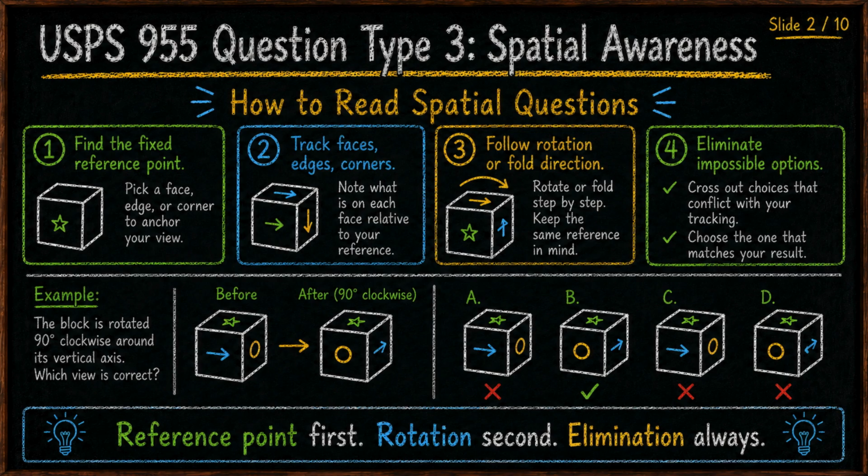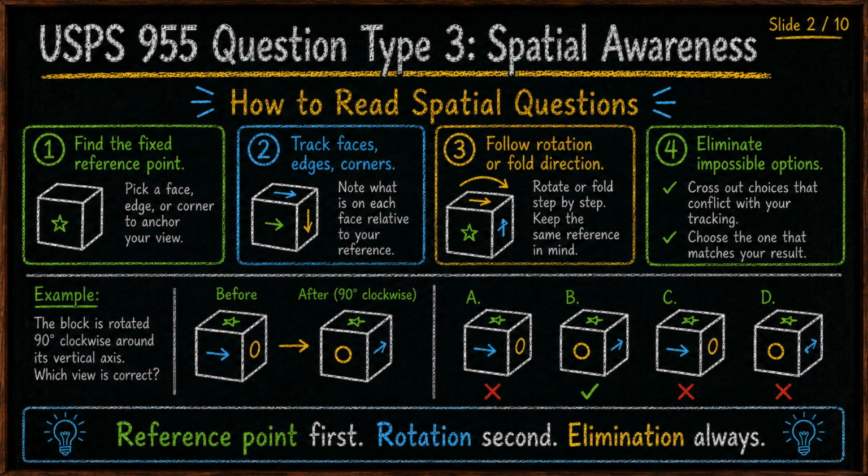Then eliminate impossible options. This is where speed comes from. If an option places a face on the wrong side, eliminate it. If an option puts two opposite faces touching, eliminate it. If an option shows a mirror image when the question asks for rotation, eliminate it. If an option loses a unique feature, eliminate it.